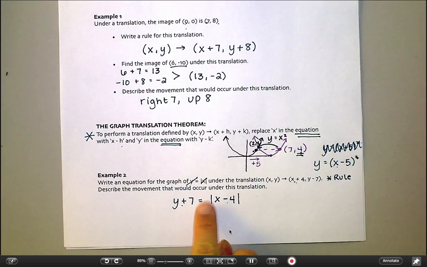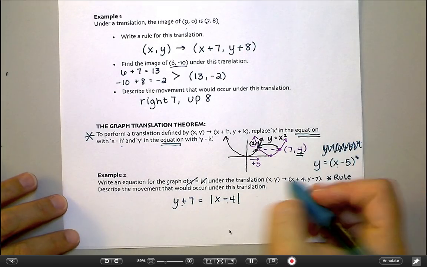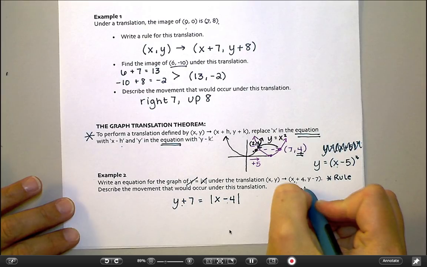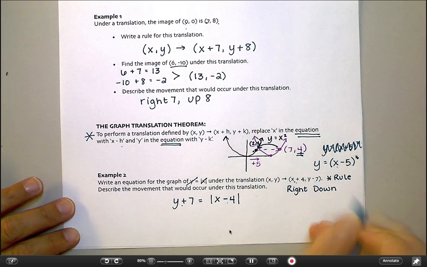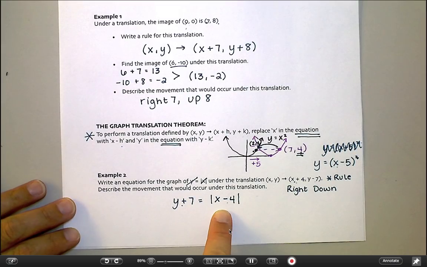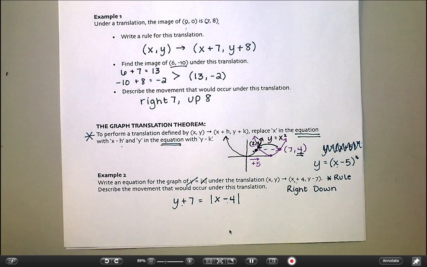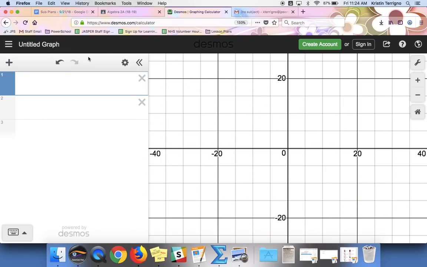Now, I'm going to make sure you believe me on this in just a second, but let's talk about this for a minute. This x minus 4 would have me moving to the right, and this y plus 7 would have me moving down. So I would expect when I graph this equation that it looks just like this one, except it's been moved to the right and down. So I'm going to head over to Desmos, and we're going to take a look at that.